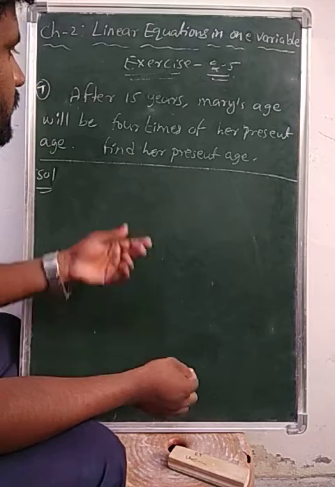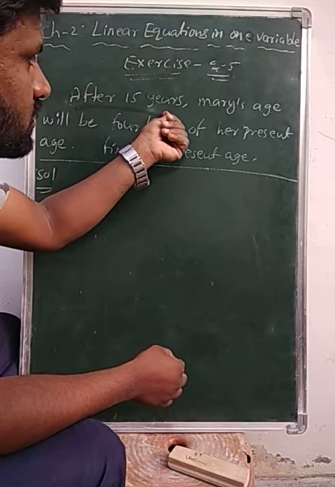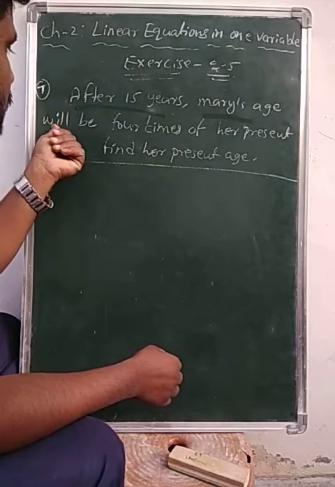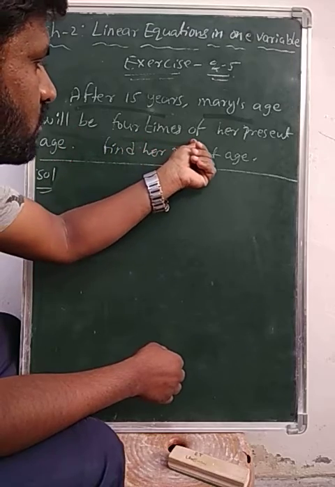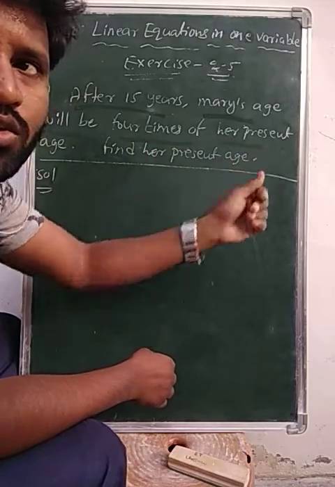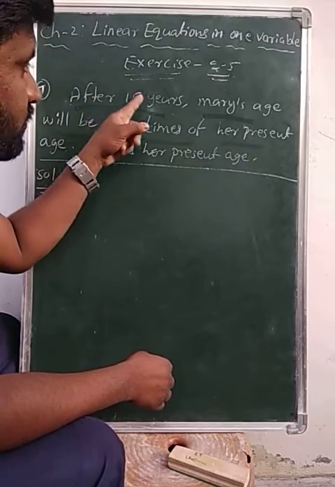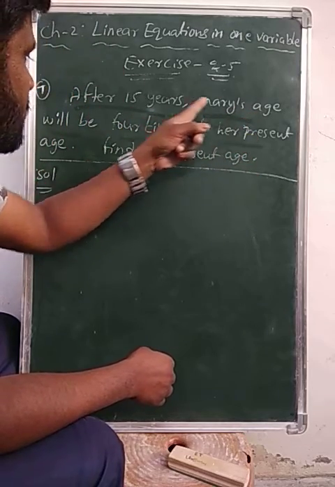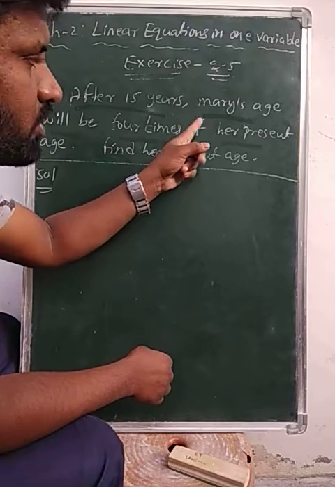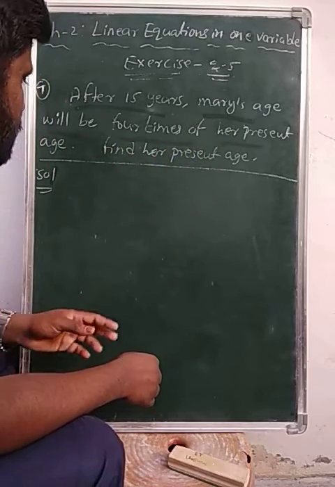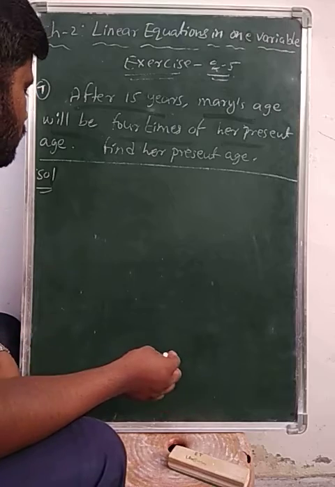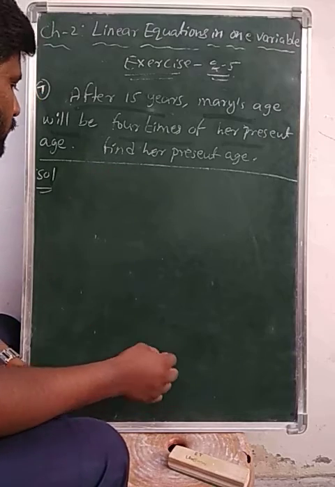The question is given: after 15 years, Mary's age will be 4 times her present age. We don't know her present age, but after 15 years, Mary's age will be 4 times her present age. Okay, so see how to find the solution.